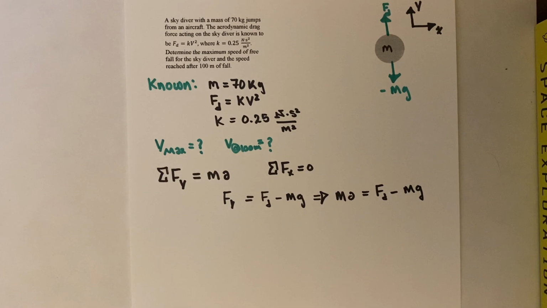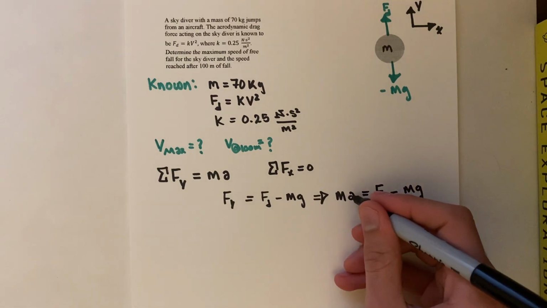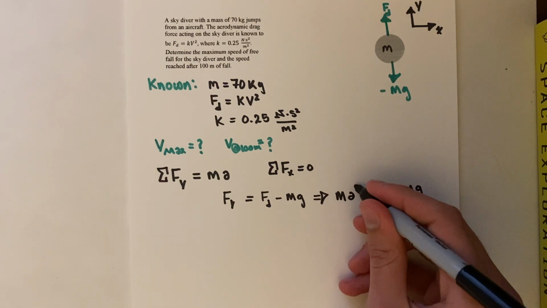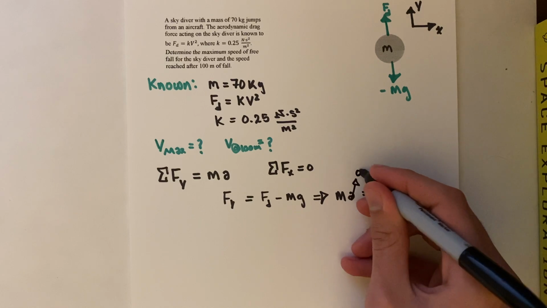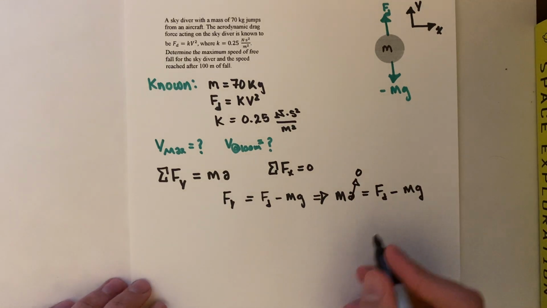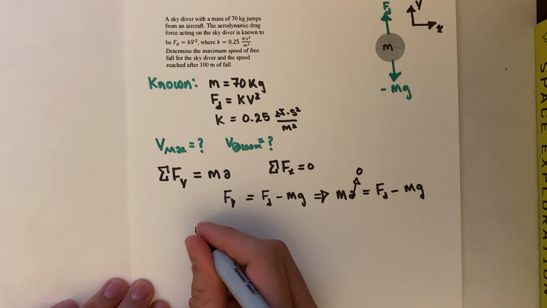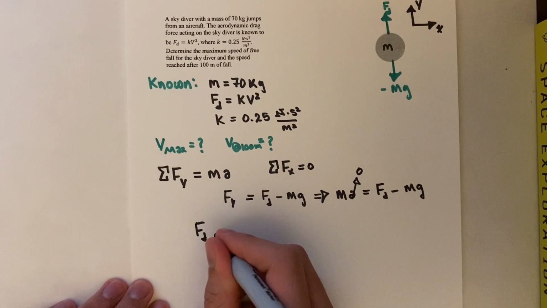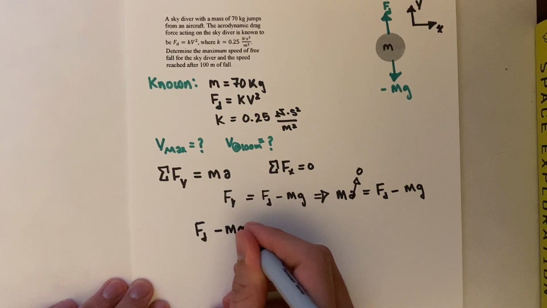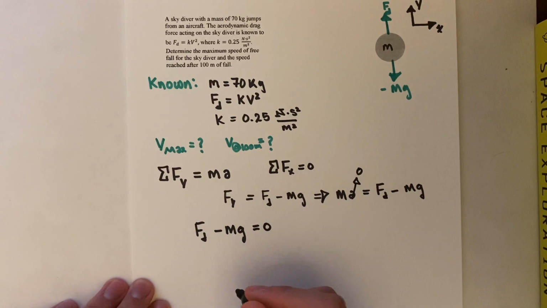Now when the diver reaches the maximum velocity, that means that the diver is no longer gaining any speed, because the drag force and the gravitational force are equaling out, which means that we would have no acceleration. So this term over here would reduce to 0. So from that, we'd get that force of drag minus mg is equal to 0.